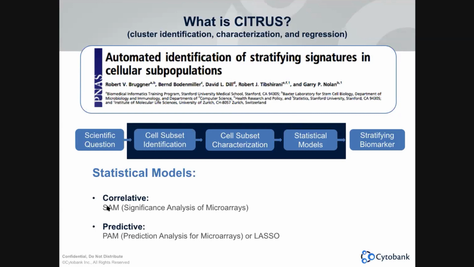The statistical models within Citrus can be correlative or predictive. The correlative model can be used to identify all the significant differences in cell populations between sample groups. And there are two predictive models, PAM or LASSO. We'll talk about those models next.